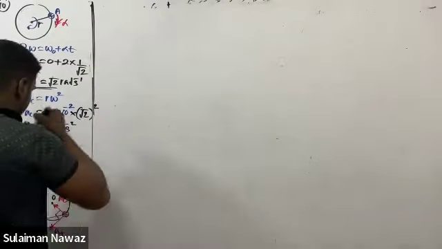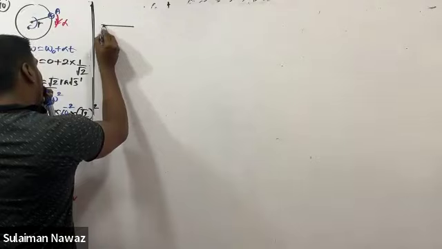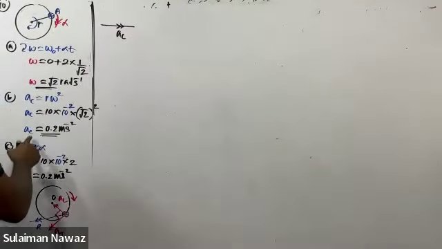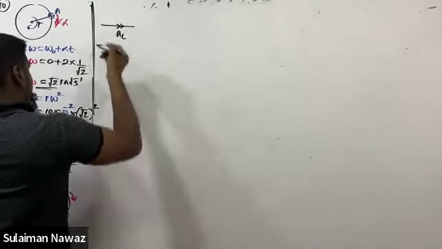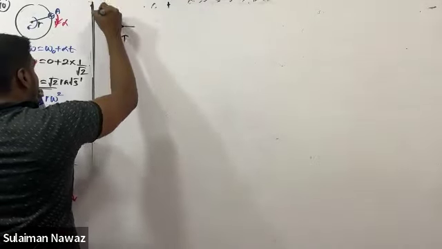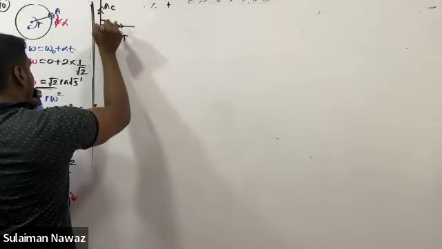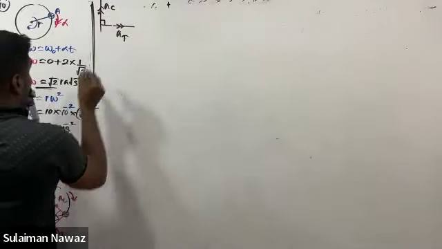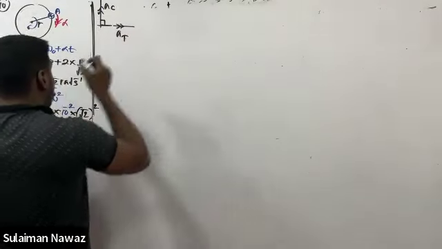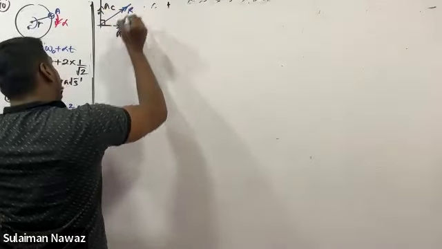For example, your tangential acceleration is in this direction. a_c, according to this question, is 0.2. This is tangential acceleration. Centripetal acceleration is in this direction. Always they are perpendicular. Then the resultant will be in this direction. The resultant acceleration, let's say, capital R.